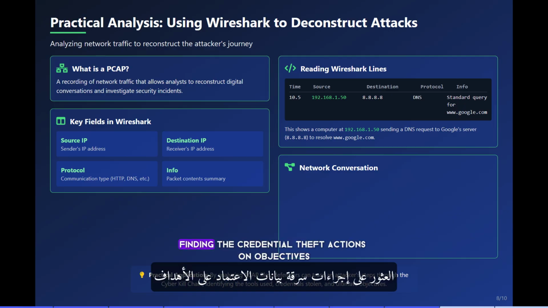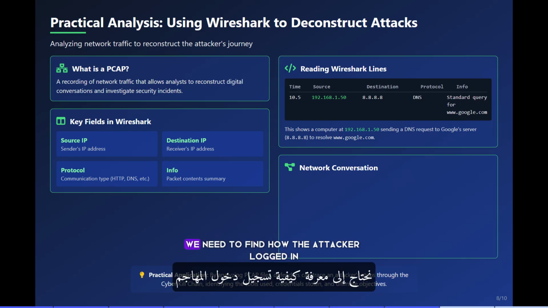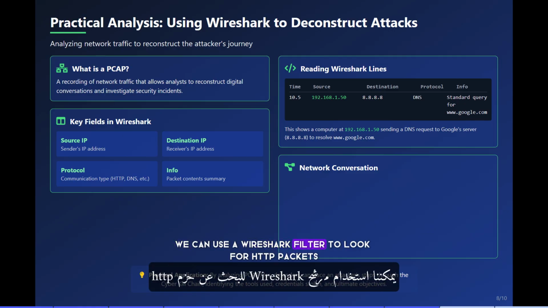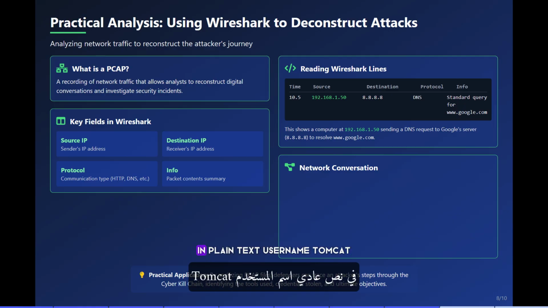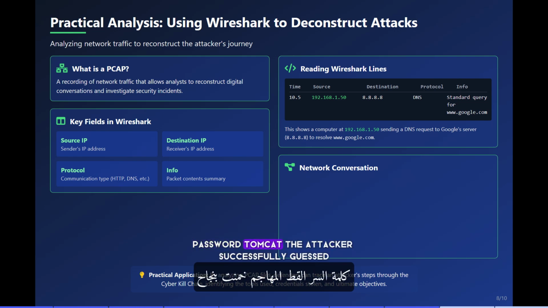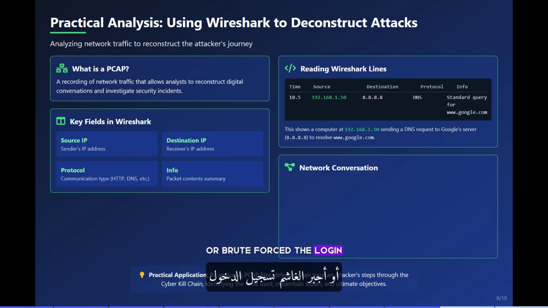Step 3. Finding the credential theft. Actions on objectives. We need to find how the attacker logged in. We can use a Wireshark filter to look for HTTP packets that contain the word authorization. This filter reveals a packet where the credentials are sent in plain text. Username Tomcat, password Tomcat. The attacker successfully guessed or brute forced the login.